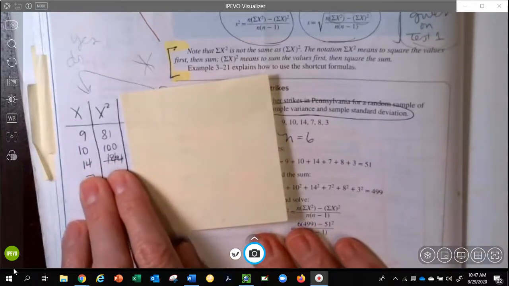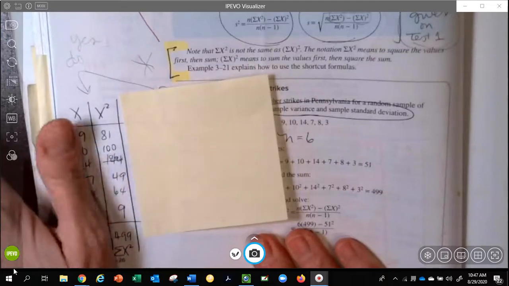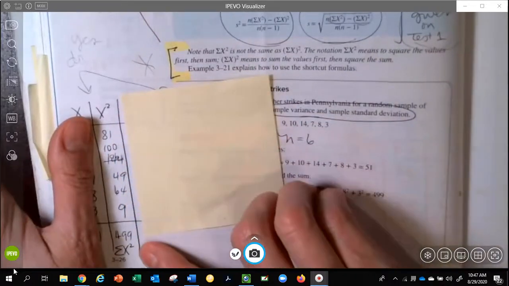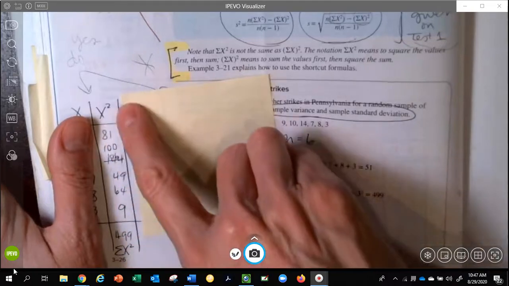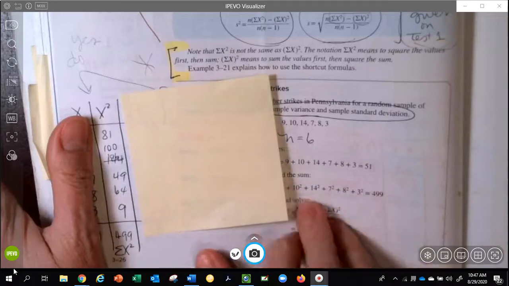What I wrote right there. Oh, I put 12 squared. That's funny. It's really 196. Squared, squared, squared, squared, squared. And then I'm going to add them up because I need the sum of all of the squares of the x's. When I do that, I'm getting 499.